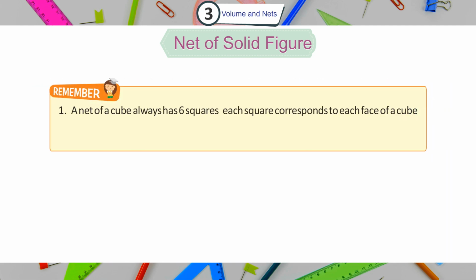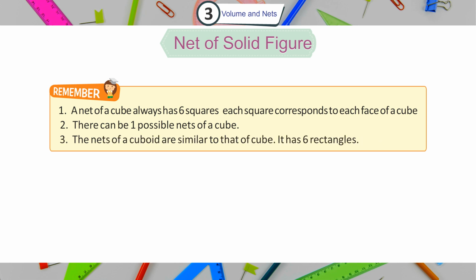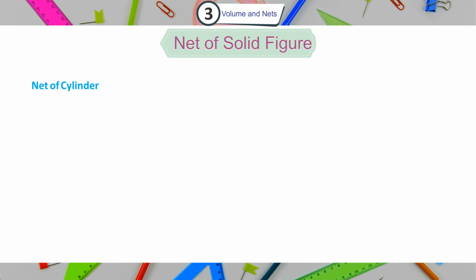Remember: 1. A net of a cube always has 6 squares. Each square corresponds to each face of a cube. 2. There can be more than one possible net of a cube. 3. The nets of a cuboid are similar to that of a cube. It has 6 rectangles. Net of cylinder.